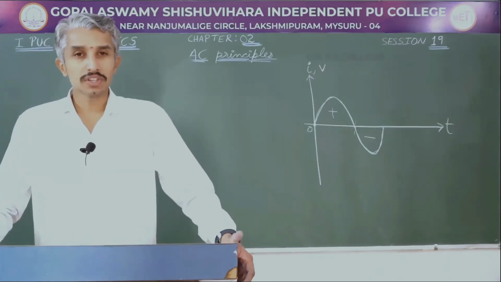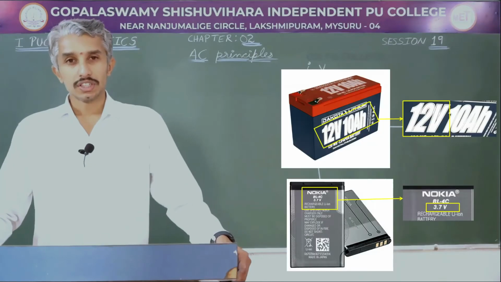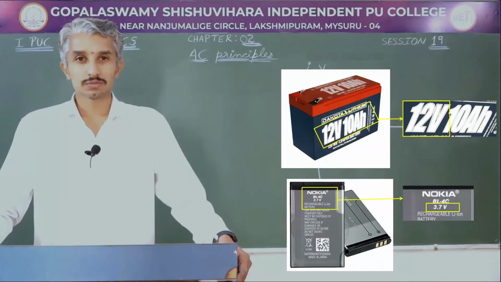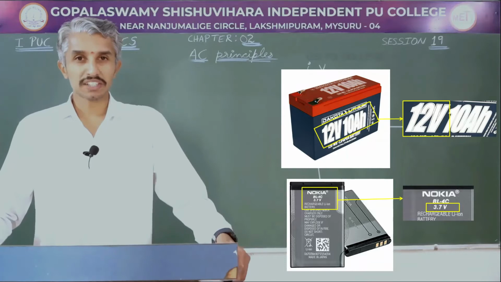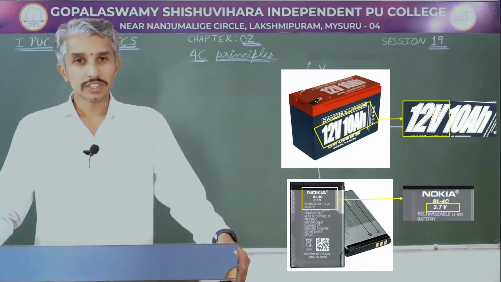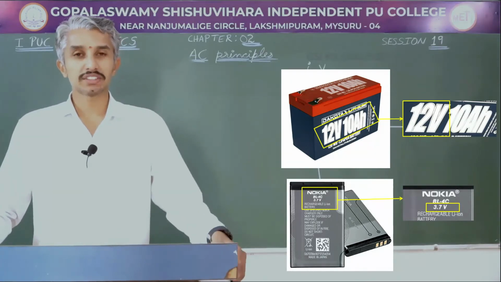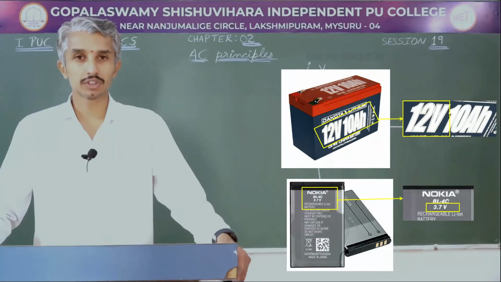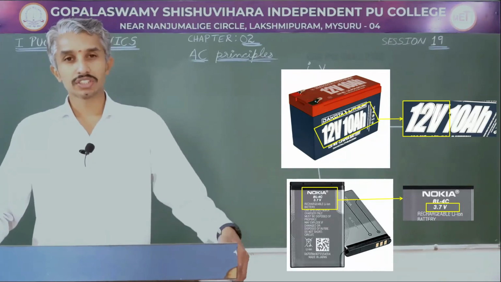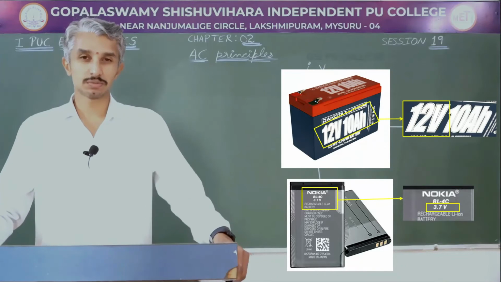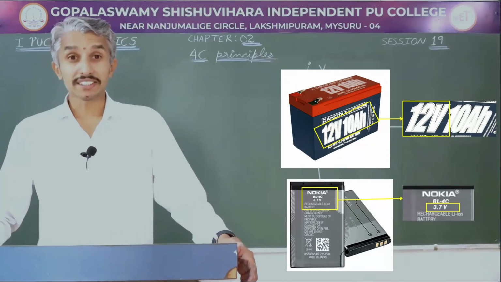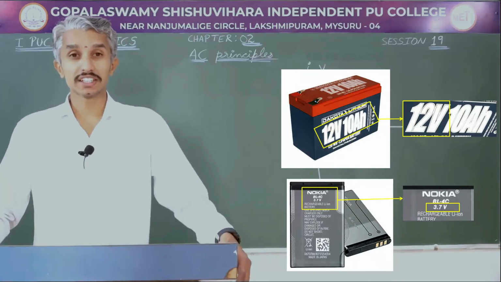Now, what about DC? These pictures show DC. They are batteries. On these batteries, the voltage supplied or the EMF supplied is mentioned, either 12 volt or 3.7 volt in case of the mobile batteries. If you also see, on batteries it's been mentioned as positive and negative.